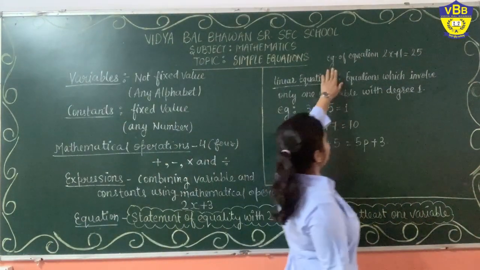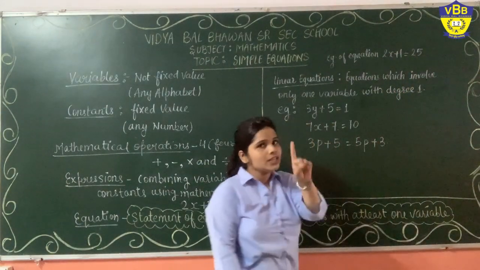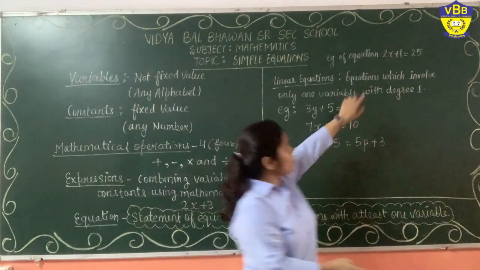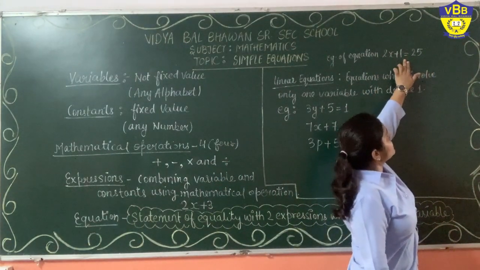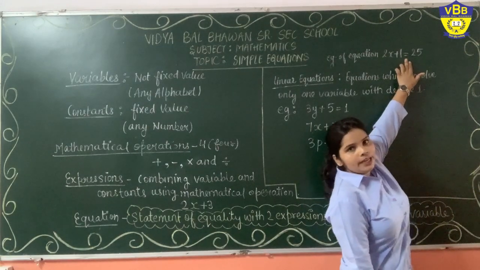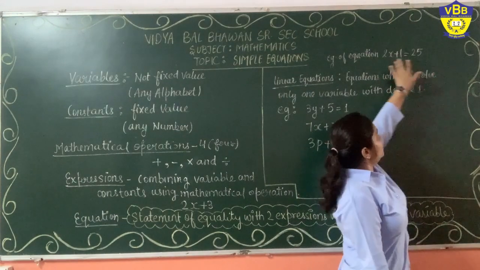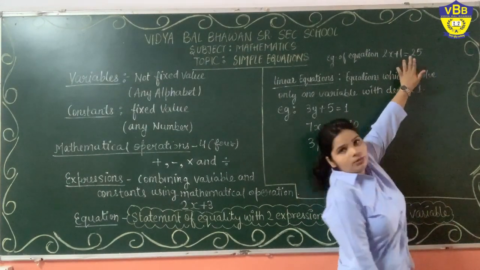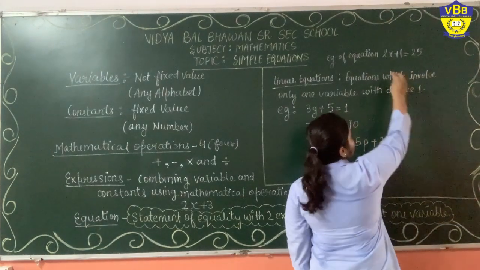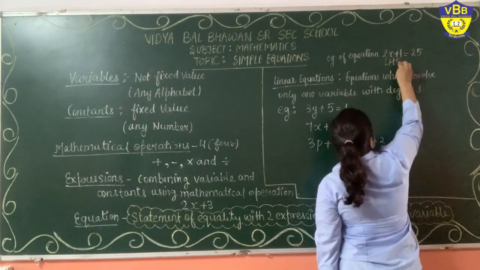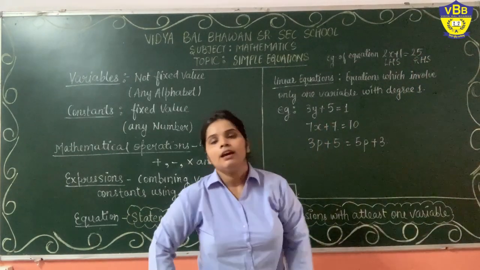Here is the example of an equation. 2x plus 1 is equal to 25. First expression is 2x plus 1. Second expression is 25. And in this whole statement we have a sign of equality in between these 2 expressions. The whole statement, due to this sign of equality, is divided into 2 sides, LHS, left hand side, and RHS, right hand side. This is an equation.